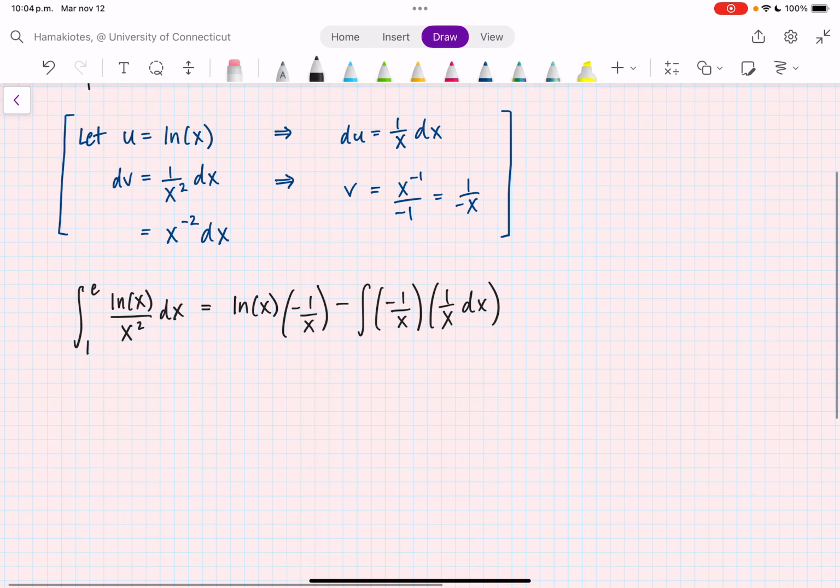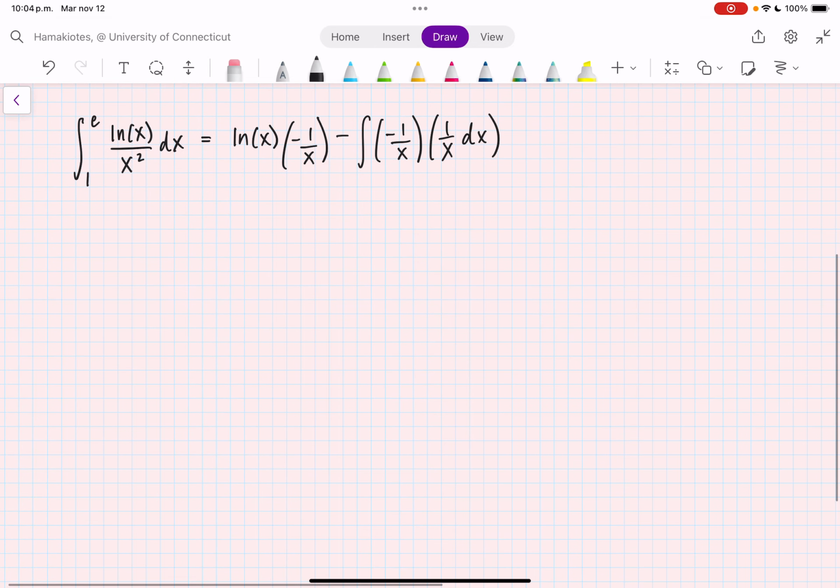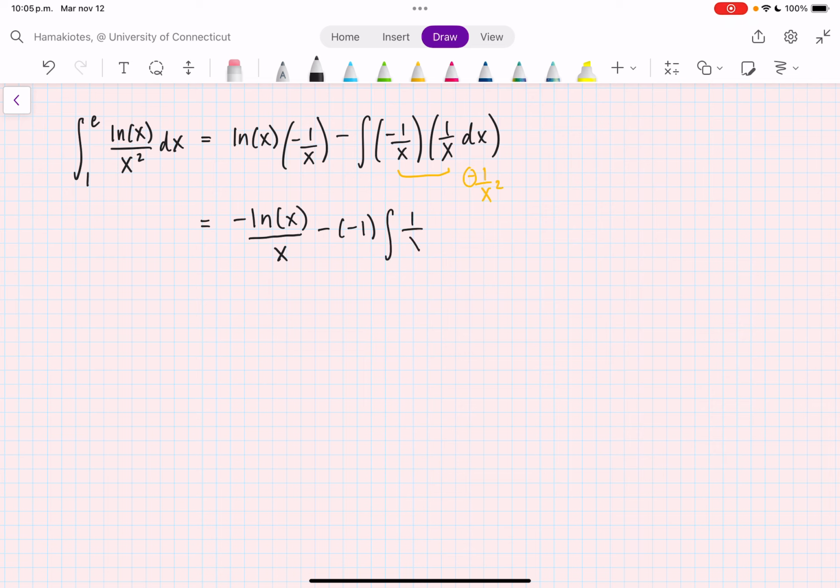Now I'll simplify a bit. So I have minus ln of x over x. Now here I have minus 1 over x times 1 over x. That gives me minus 1 over x squared. So I can factor out this minus sign. So this becomes minus 1 times the integral of 1 over x squared dx.